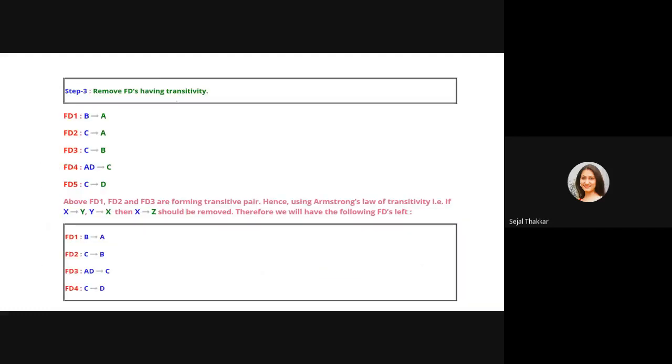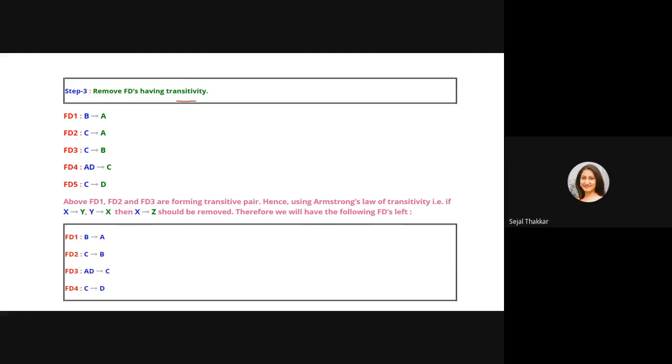The steps are: first, decompose if there is more than one attribute on the right hand side. Second, find the extraneous attribute on the left hand side, and if there is one, remove it. Third, find the transitive dependency, and if a transitive dependency exists, remove it.